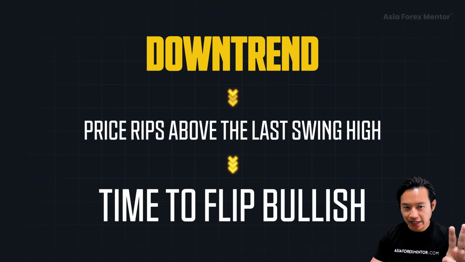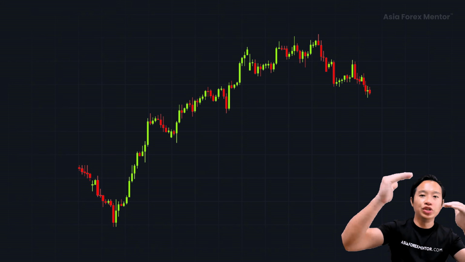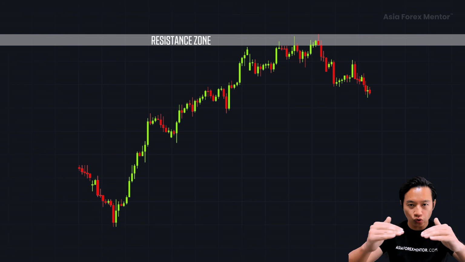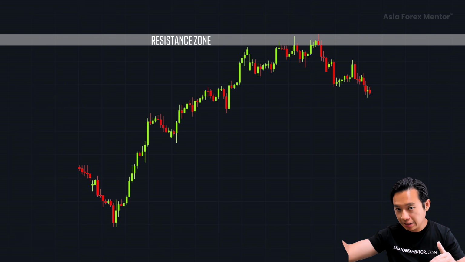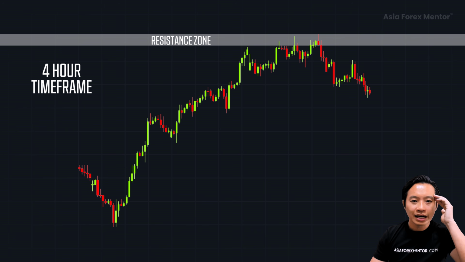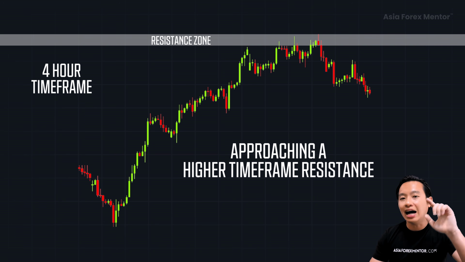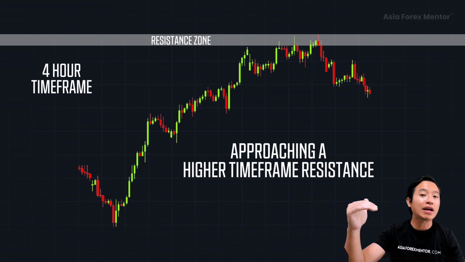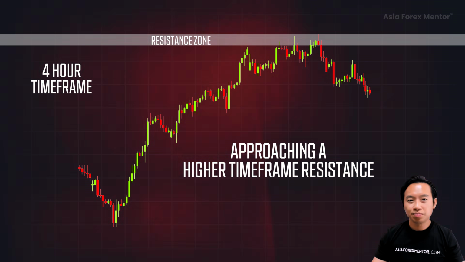So remember the 4 signs. First, price reaches and heads into a major resistance zone in the higher time frame. Take a look at this. This is the 4-hour time frame. The goal now is to determine if the price is approaching a higher time frame resistance, such as a key resistance level on the daily time frame. Let me show you.